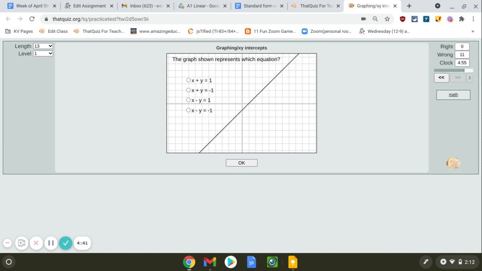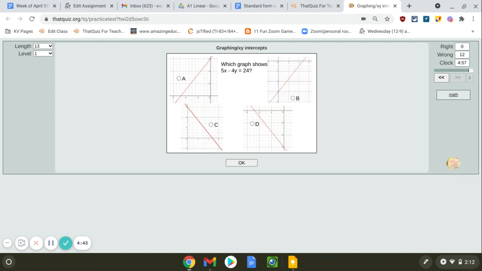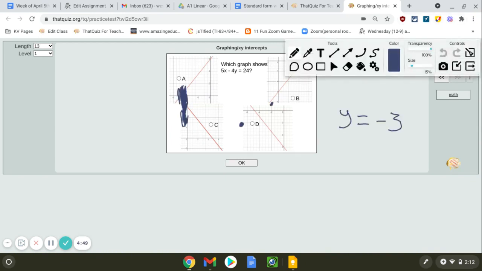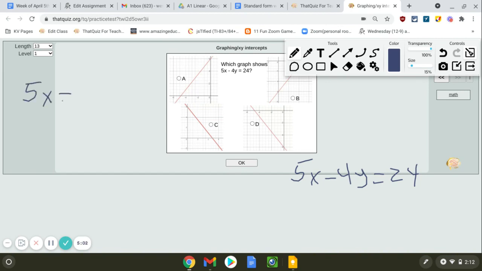All right, not too bad here. So for this one, which graph shows 5x minus 4y equals 24? What I'm going to do here is solve for the x and y intercepts. For my x-intercept, you're going to solve 5x equals 24. If I divide by 5, that'll be x equals 4.8.